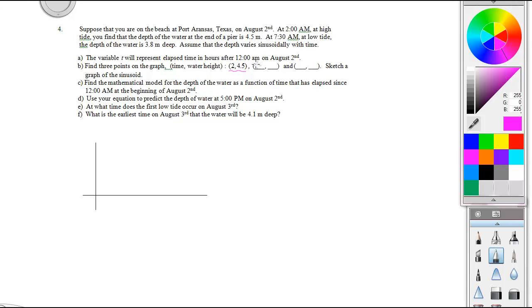So the next point here, if you've read over the problem, happens at 7:30. So I can use 7.5 hours because it's from time after midnight, and that's a low tide of 3.8. And then since that is 5.5 hours between 2 and 7.5, if you add 5.5 more hours to 7.5, you get 13. And it'll be back to a high tide of 4.5.